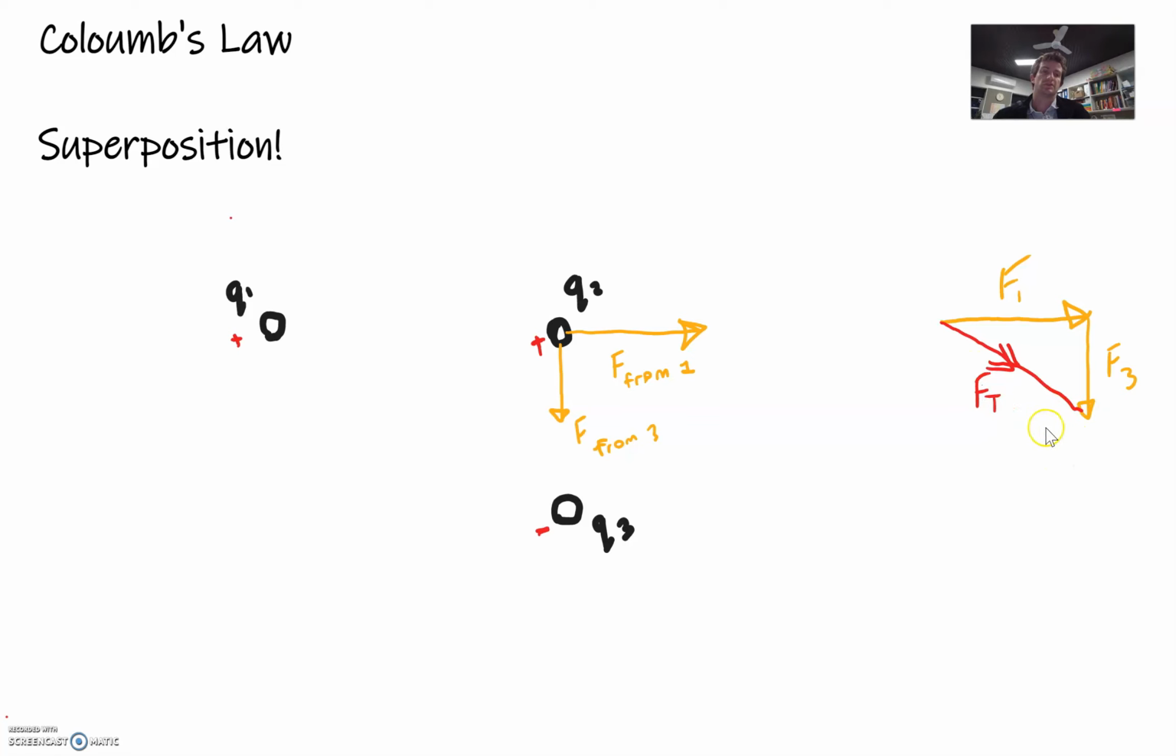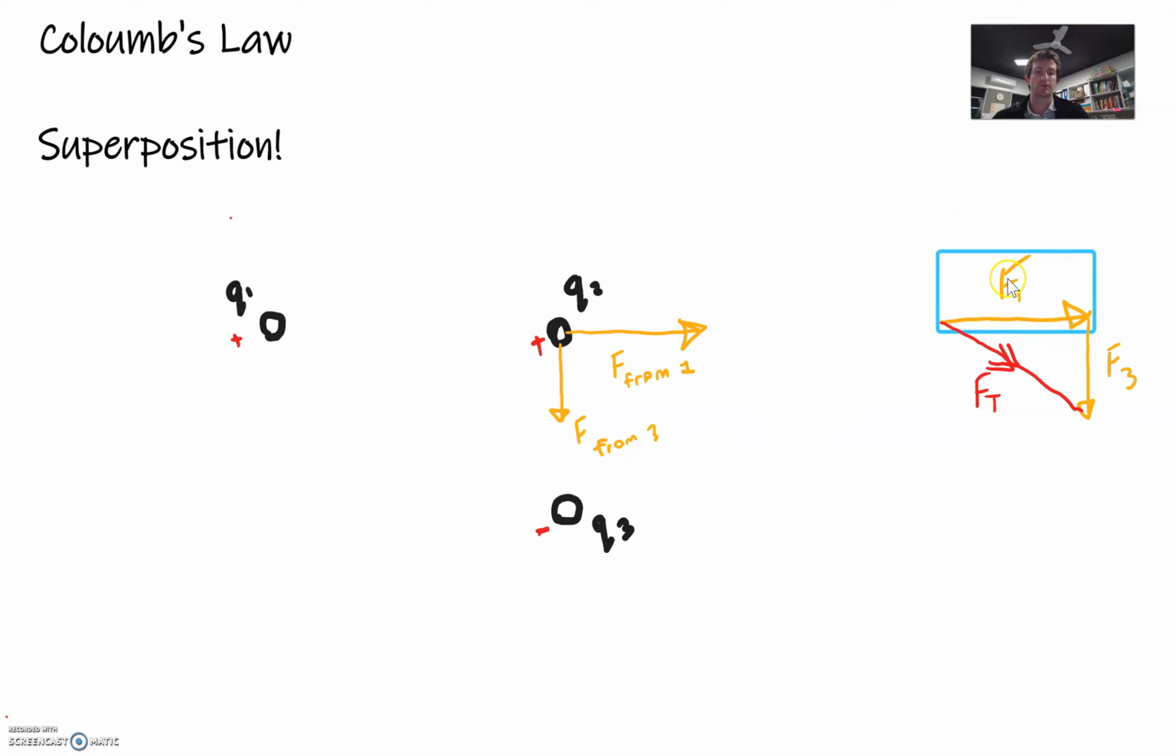Okay, so we've got the total force here. How do we determine its magnitude and its direction? For its magnitude, we need to know how big F1 is and F3 is. So to determine them, we use Coulomb's law twice.